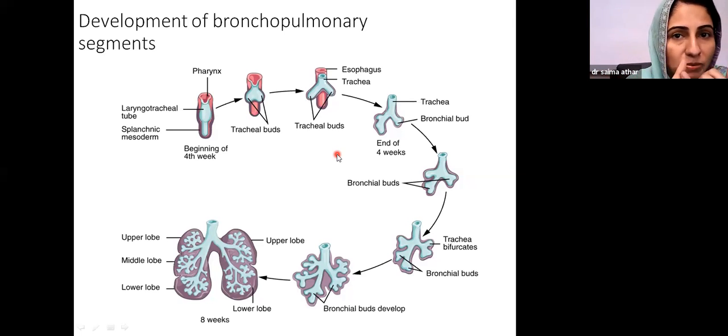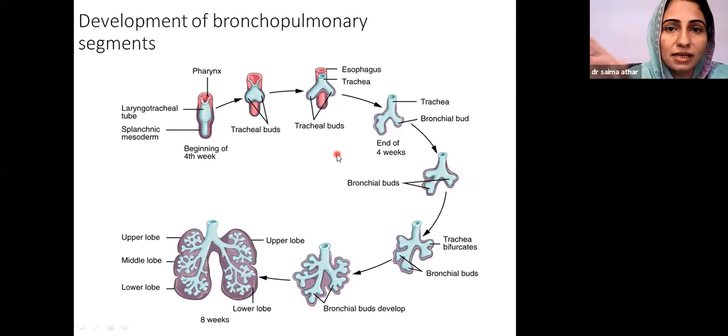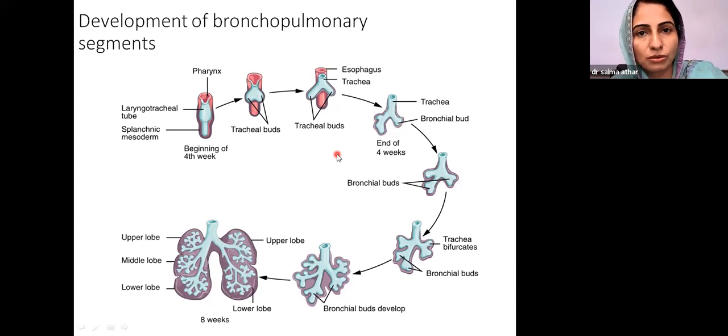Yes, support भी है plus only the function is conducting. ठीक है, conducting means जो सिर्फ एक passage ले, वहां से मतलब exchange ना हो. It's just conducting the air, passage to the air, support to the organ plus it is giving passage to the air till respiratory bronchiole.